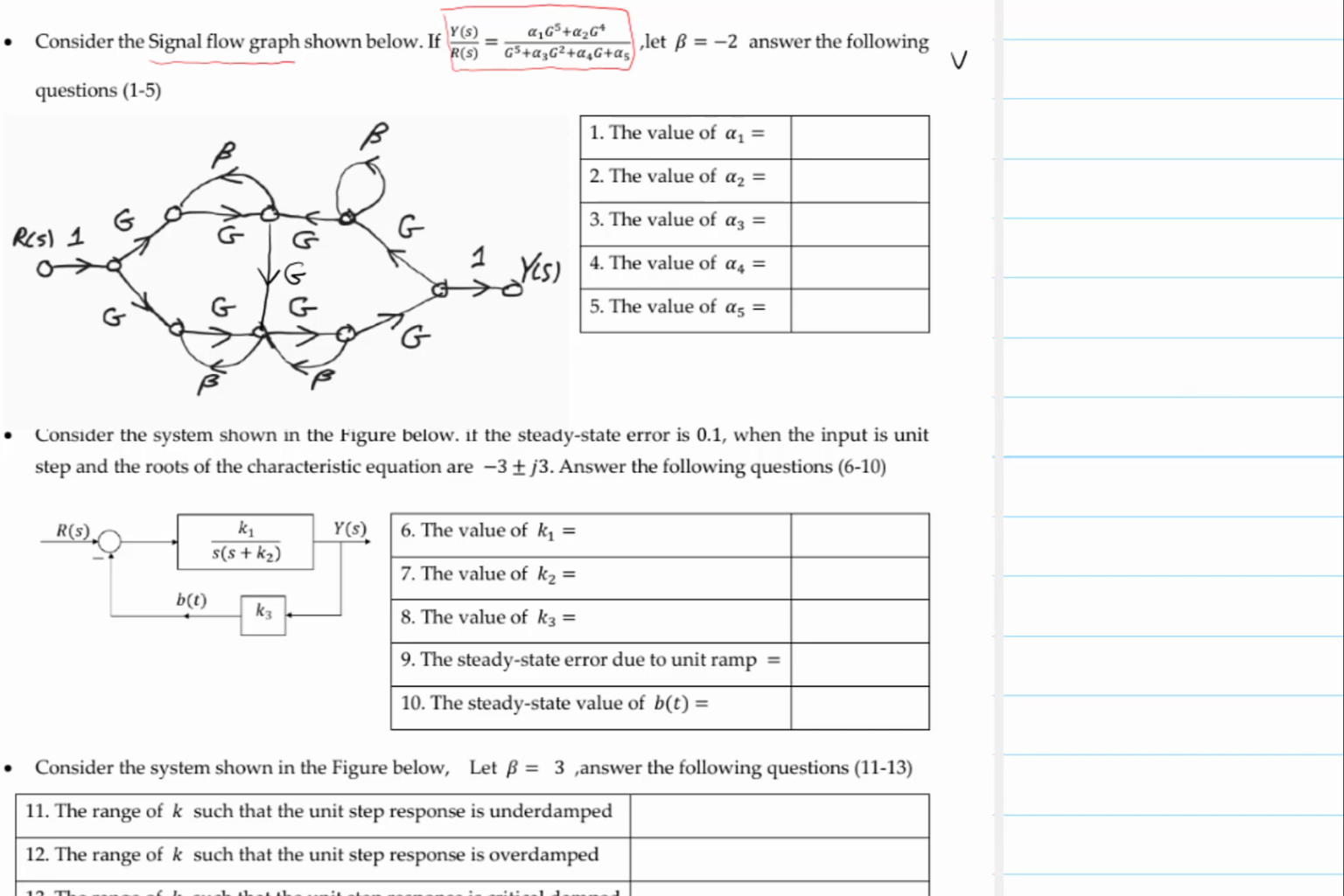So I need to find y over r, which according to the Mason-Gain formula will equal the summation of i equal to 1 up to n, P_i delta_i over delta. So we need to find first the determinant, which depends on the loops. So we'll start with the loops. Here I will write the loop gains.